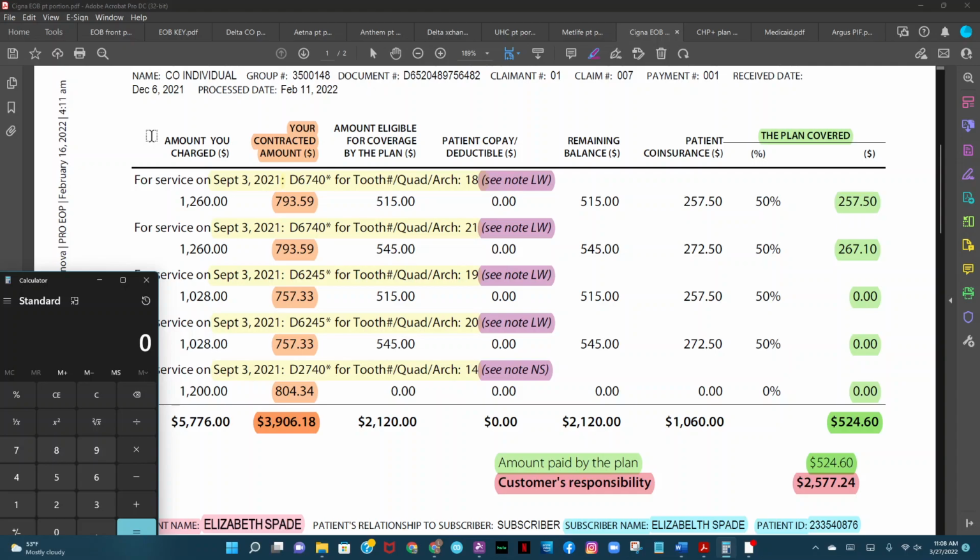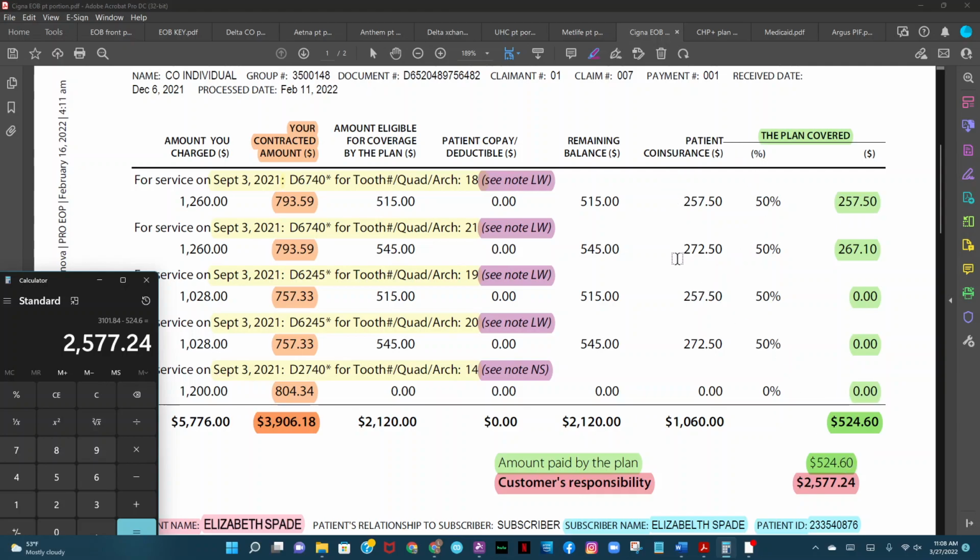So let's go back to that. Let's do the 3,906.18. We're going to minus that code amount. Okay, we get that total. And here we are there. Okay.